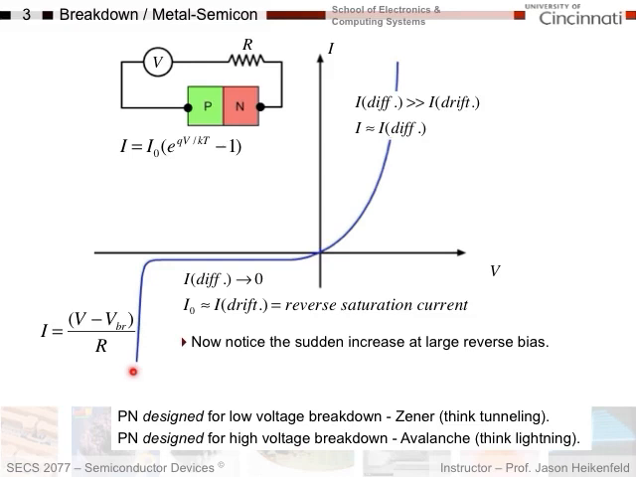Now there's two ways this can happen, and they're both important. One approach is designed for low voltage breakdown, which is stable, meaning that I could have breakdown and then I could reduce the voltage and come right back here. And so this is reversible.